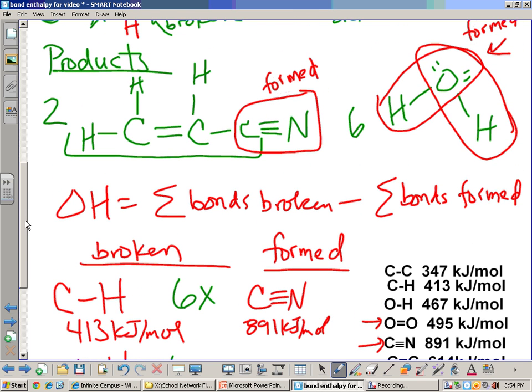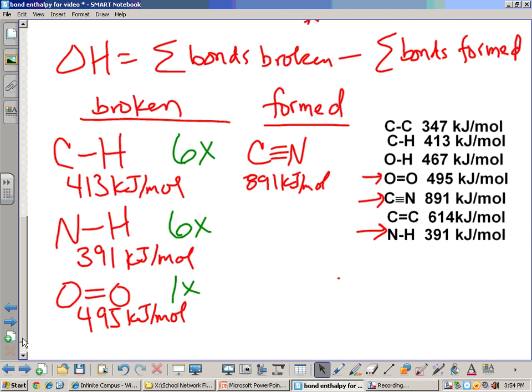Well, here it is. It's right here. But oh, look, coefficient of 2. That means that we're making this molecule twice. That means that we are forming this bond twice.